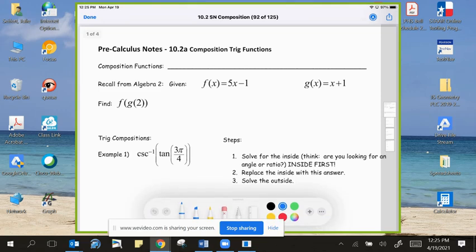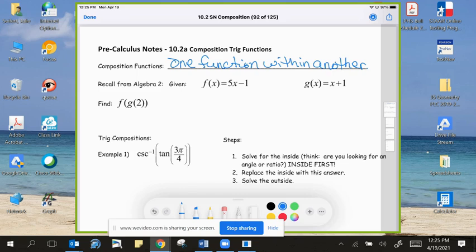This is about composition of functions. A composition of functions is just one function within another. It's a function inside a function. So you did this in Algebra 1 and Algebra 2 for sure. A function within a function.